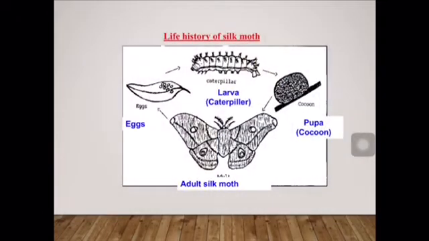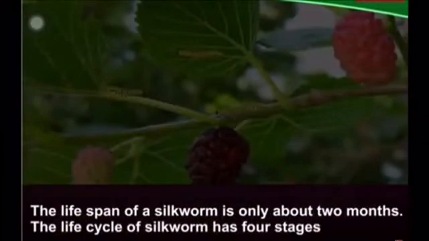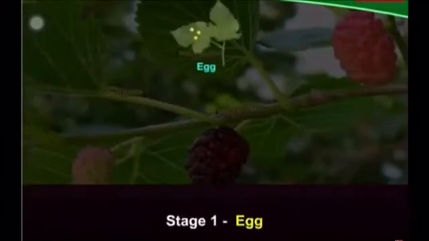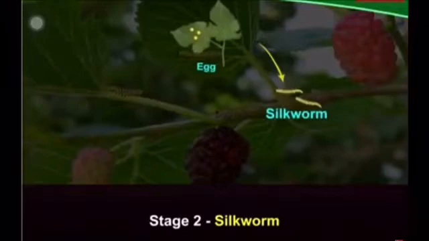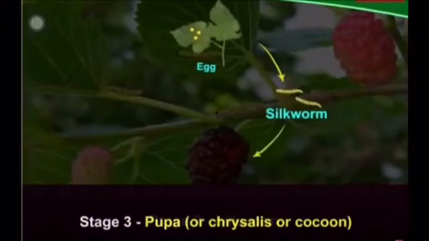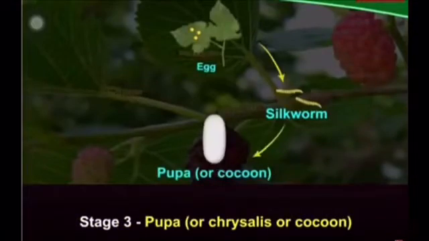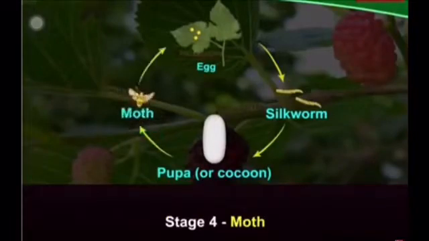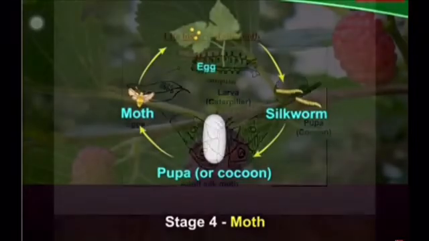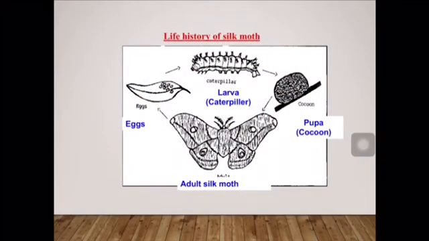Students, let us discuss the life history of the silk moth. The life cycle of the silkworm completes in 4 steps. First step, egg, then cocoon. Second step, silkworm, which is the larva of the silk moth, also called a caterpillar. Third, pupa, a developing moth which is inside the cocoon. And the final stage, that is the adult moth. In this way, the silk moth completes its life cycle.